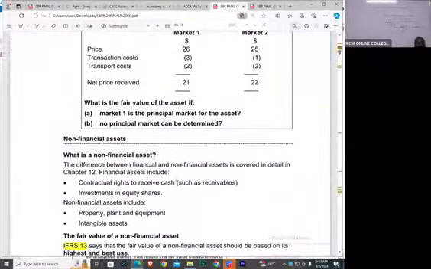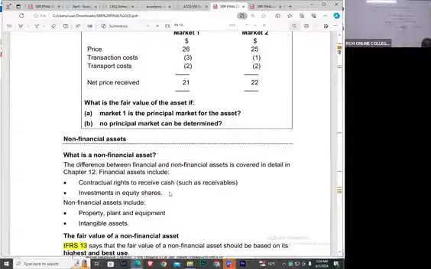Yes, then now we have non-financial assets. So for non-financial assets like property, plant, and equipment, how do we do fair valuations here? Very easy. What's a non-financial asset? The difference between financial and non-financial assets is covered in detail in chapter 12 here. Financial assets, ladies and gentlemen, are the ones where you will easily get your cash, like receivables and investment in equity shares. These are financial assets, from the word financing, like you're financing receivables here. If you're raising capital, you're going to sell equity shares here.